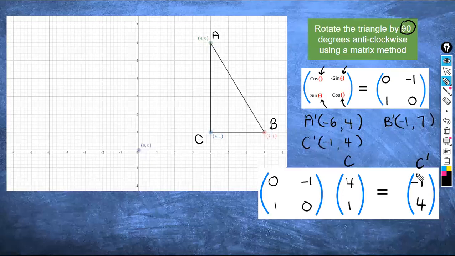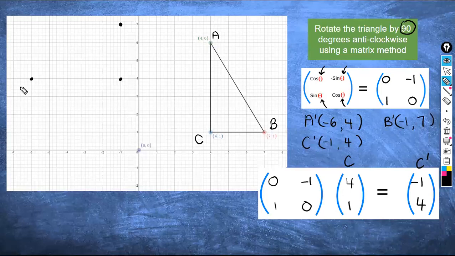All right, so once you get your 3 points, let's plot those 3 new points. A prime is (-6, 4), right? I'll put in the values after. B prime is (-1, 7), go up to 7. That's up here. C prime is (-1, 4). Look at the x-axis, and we go up to 4.